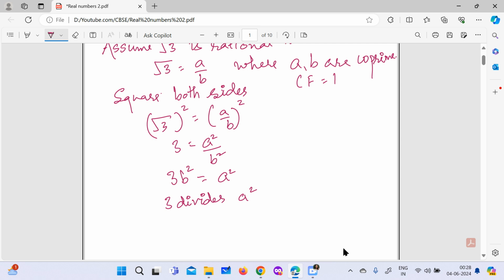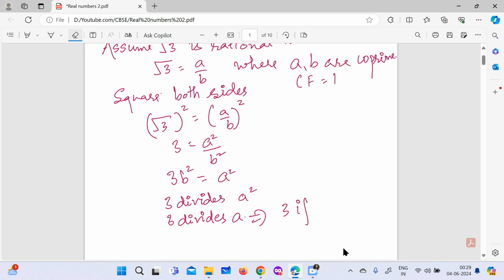Since 3 divides a square, we can also say that 3 divides a. So by the theorem, if any real number p divides a square, then p also divides a. Okay, so we can write 3 divides a. So you can say that 3 is factor of a. So we got one factor of a, that is 3.